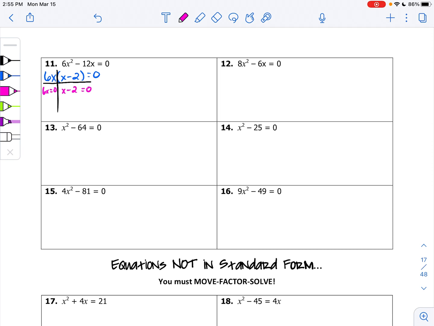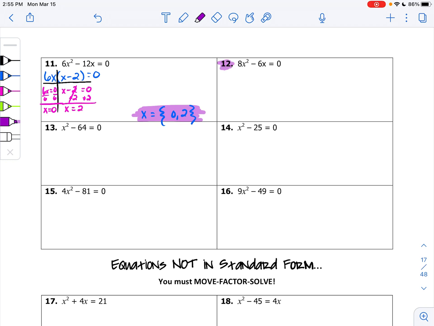When I solve the left side, I divide both sides by 6, and I get x equals 0. And when I solve the right side, I add 2 to both sides, and I get that x equals 2. So my solution is x equals 0, 2. And that parabola would cross the x-axis at 2 points.